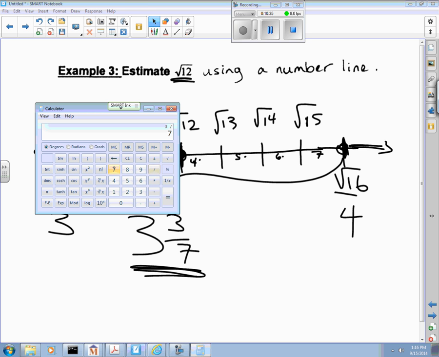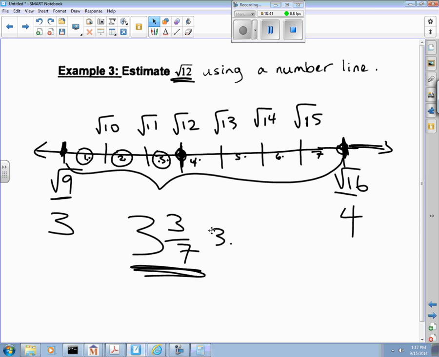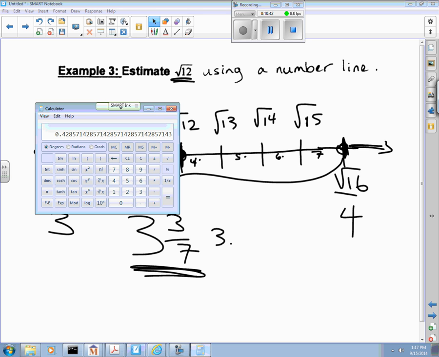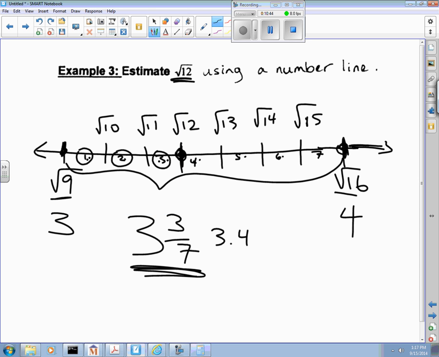3/7. Did you know that you can turn any fraction into a decimal by just dividing it? It is 3.428571, and then it's repeating. It actually goes on forever repeating. So that's what that is.